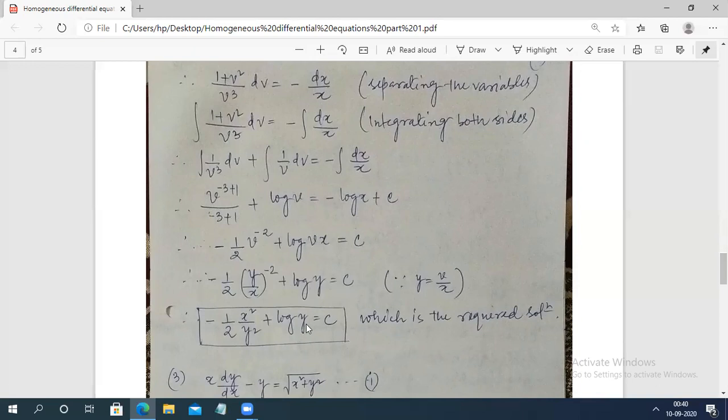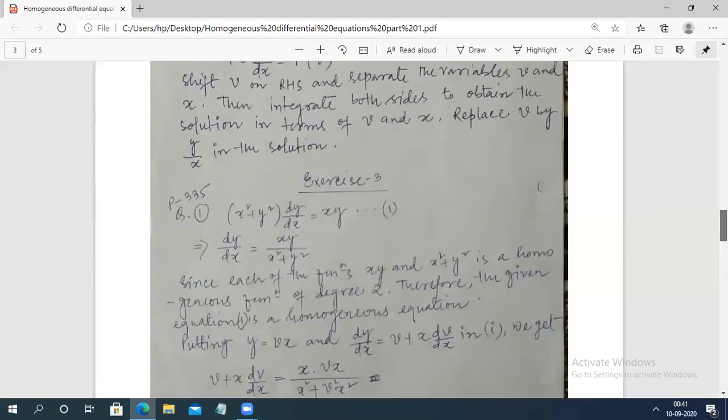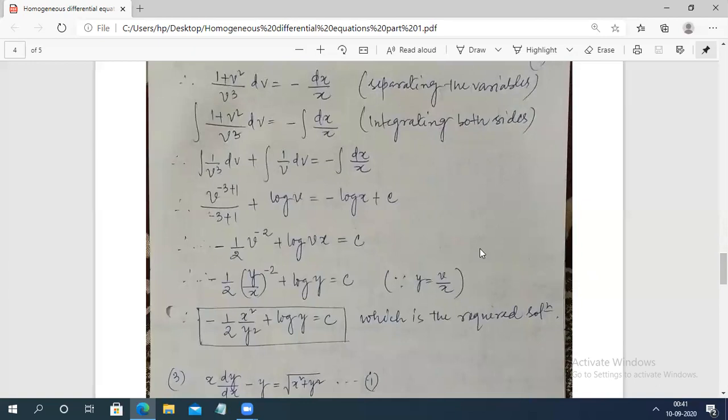So this is your answer. This is the required solution of the given differential equation, which is in the homogeneous form. Is it clear?